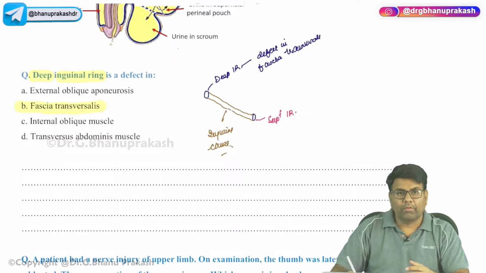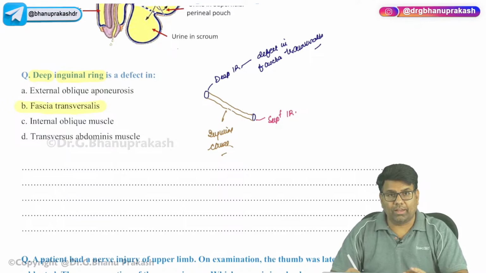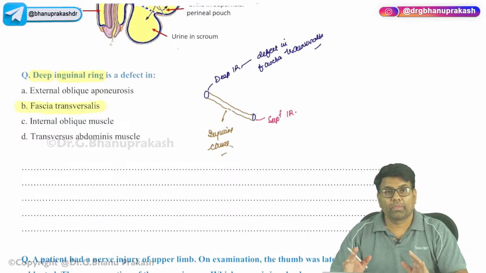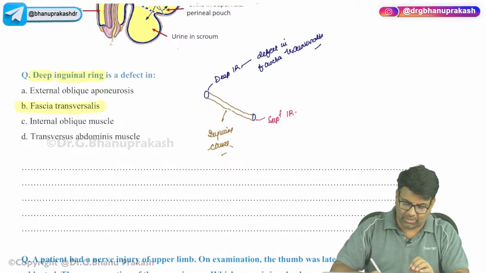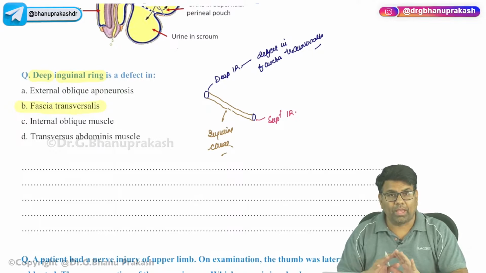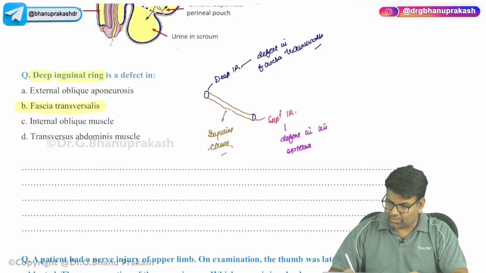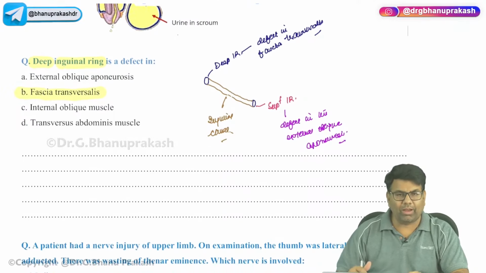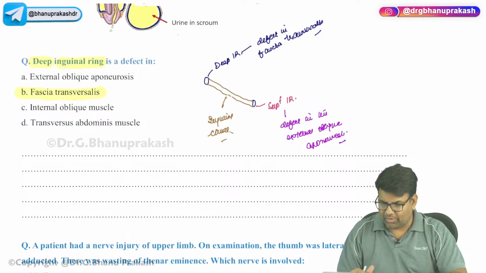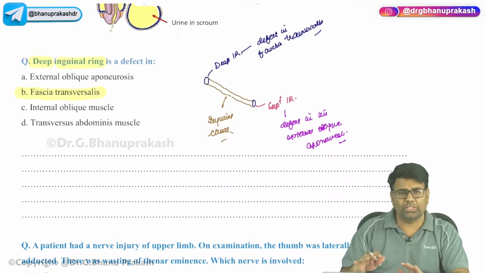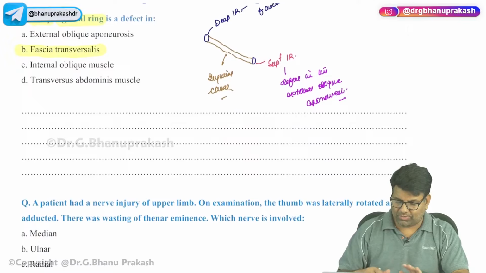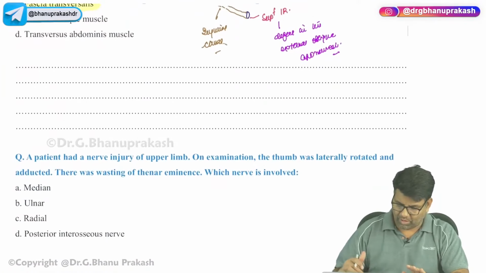Whereas the superficial inguinal ring is a defect in the external oblique aponeurosis. Please remember, it is a defect in the aponeurosis and not in the muscle belly proper. So this is the deep inguinal ring and the superficial inguinal ring. This is fascia transversalis, or deep inguinal ring.